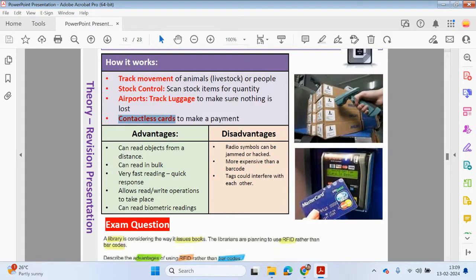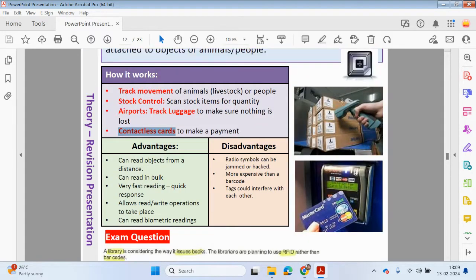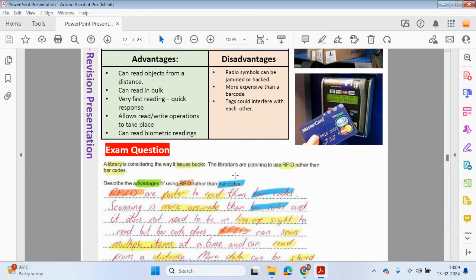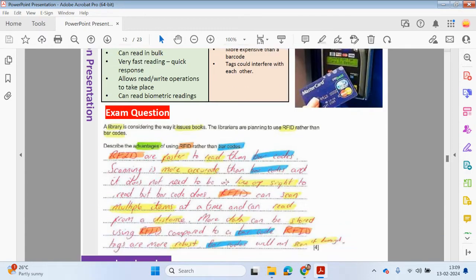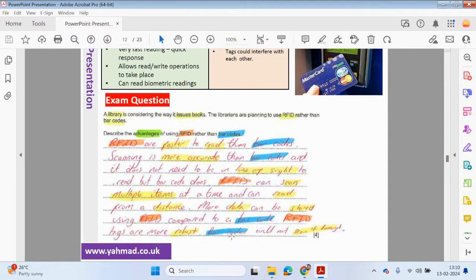So with this scanner here, this tag doesn't have to be directly in front. It just needs to be within a distance. Okay. RFID doesn't need line of sight to read, but the barcode does. RFID can scan multiple items at a time and can read from a distance. More data can be stored using RFID compared to a barcode. RFID tags are more robust. Barcodes will not scan if damaged.